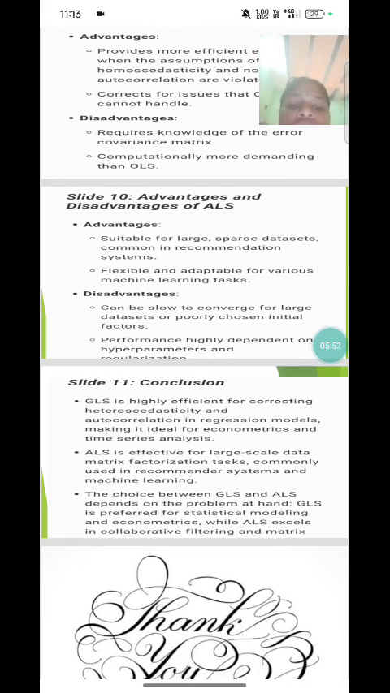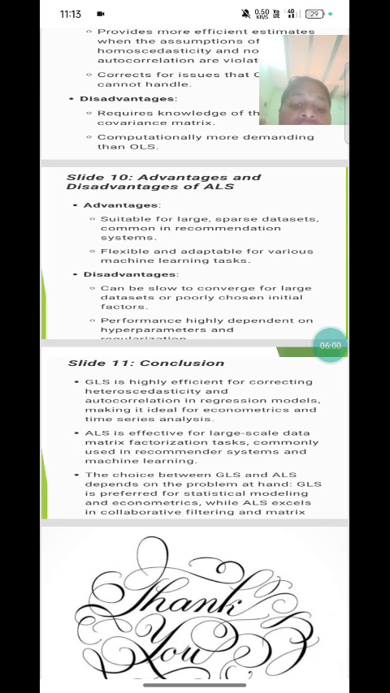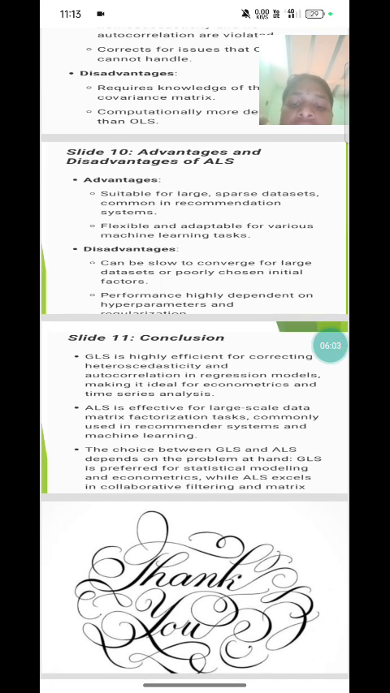Conclusion. GLS is highly efficient for correcting heteroscedasticity and autocorrelation in regression models, making it ideal for econometrics and time series analysis. ALS is effective for large-scale data and matrix factorization tasks commonly used in recommender systems and machine learning. The choice between GLS and ALS depends on the problem at hand. GLS is preferred for statistical modeling and econometrics, while ALS excels in collaborative filtering and matrices.